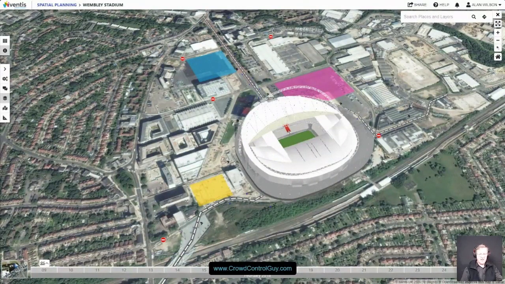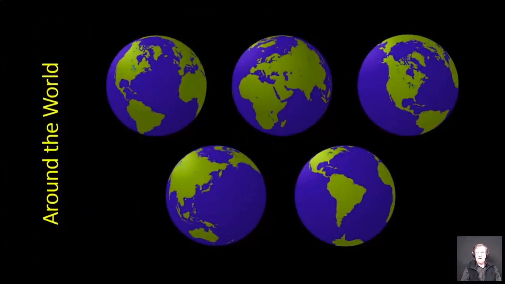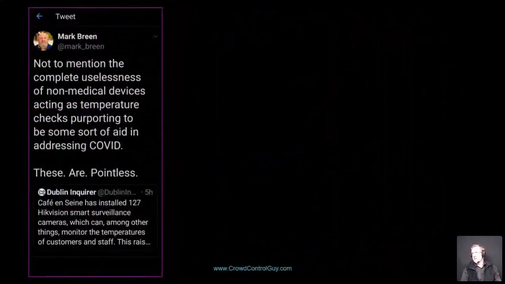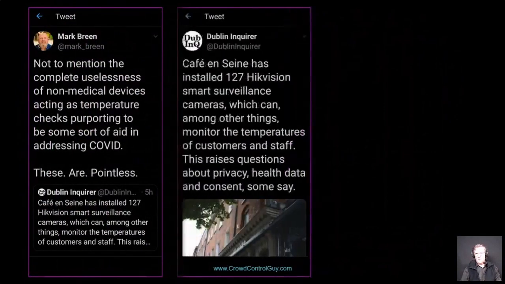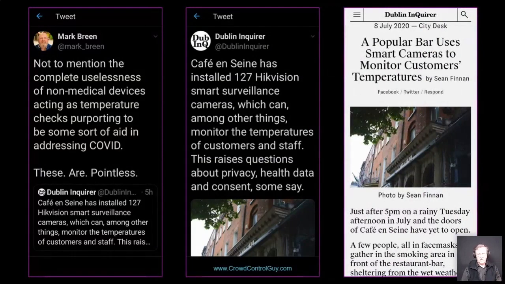A couple of other things I'm going to go to very quickly, and I am conscious of the time, but I'm not going to cut it out. Some dude in Ireland tweeted this. If you're going to tell me you've got 127 Hikvision cameras, and in the article you tell me they're hooked into the internet, I'm going to go looking for them.